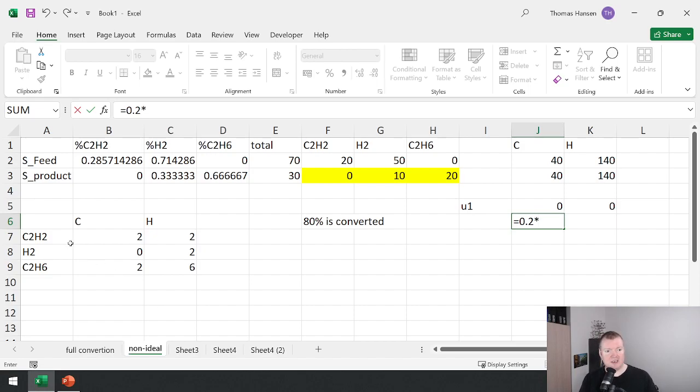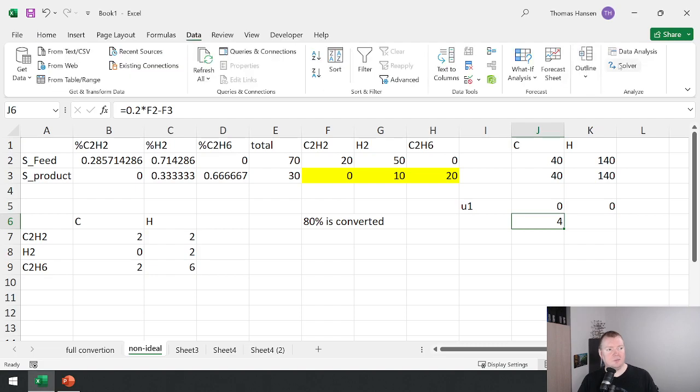How much do I send in? Well, I have my 20 kilomoles here. And if they're not converted, they must exit. So I just subtract over here. So I have 20% of what comes in minus what comes out. If that gives me 0, that means 80% has been converted.